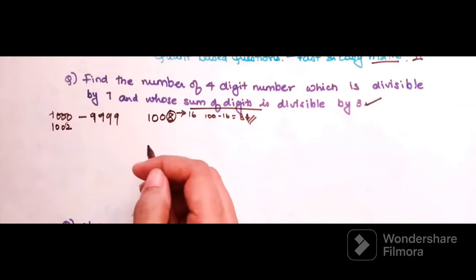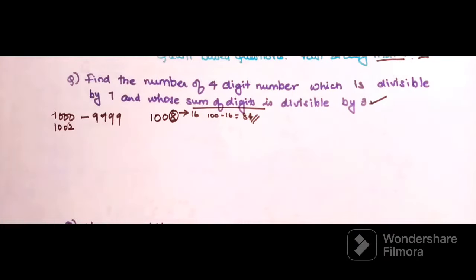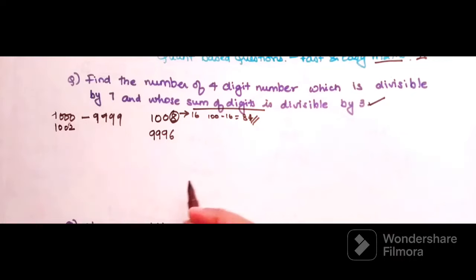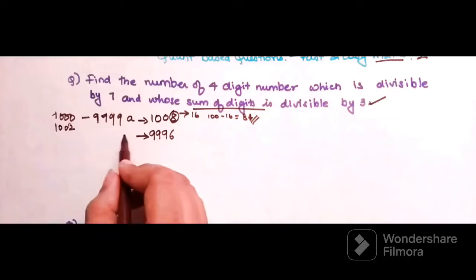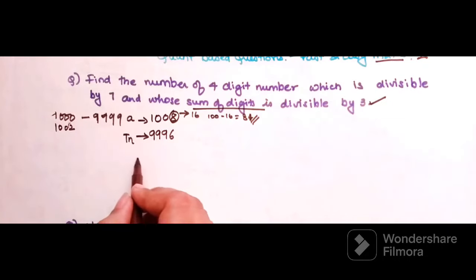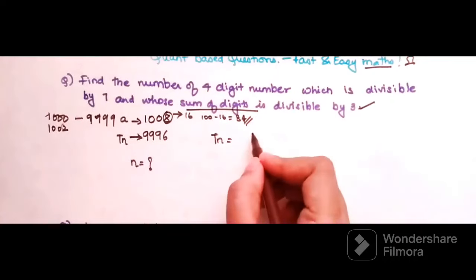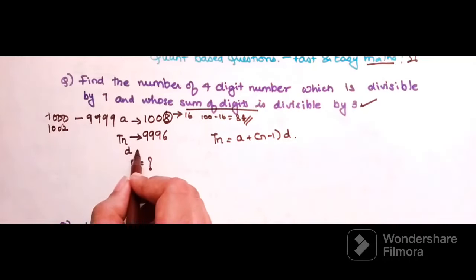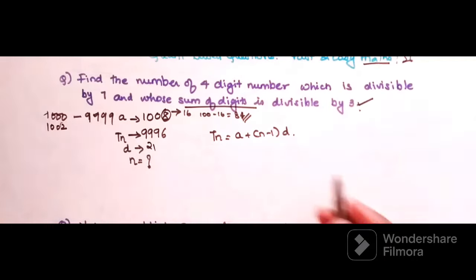Now let's check for the last number in a similar manner. You will realize that the last number is 9996. So this became your first term, this became your last term, and you need to find the value of n using the formula Tn = a + (n minus 1) times d. You need to find d, and your d will always be the LCM of 3 and 7, that is nothing but 21.